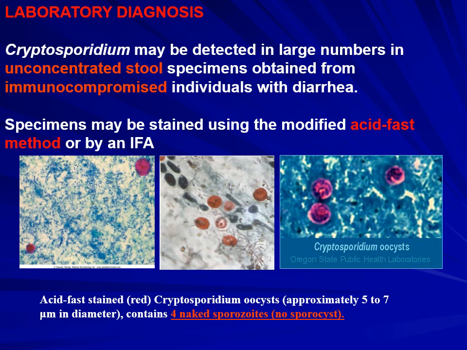Cryptosporidium may be detected in large numbers in unconcentrated stool specimens obtained from immunocompromised individuals with diarrhea. Remember that these immunocompromised patients may have 50 stools per day and very severe dehydration. Specimens that are collected may be stained using the modified acid-fast method or also by immunofluorescence assay.